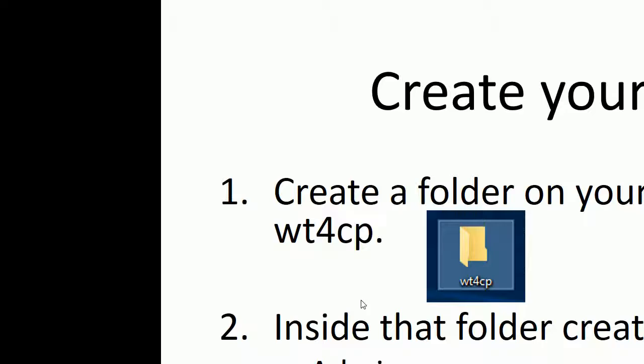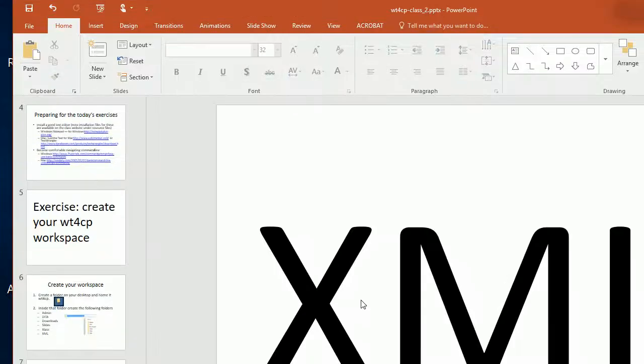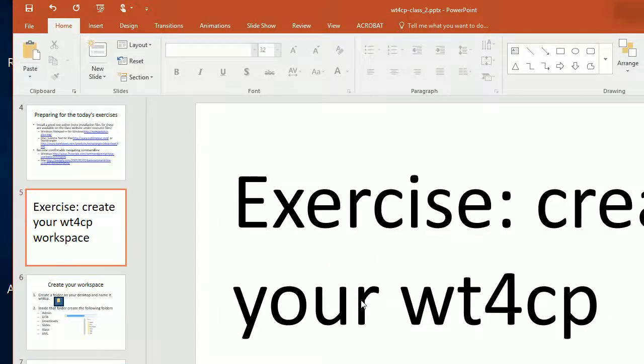Let's start right off the bat with an exercise, creating our Web Tools for Content Providers workspace. The steps that you'll do, and I'm going to demonstrate this in a second, are: you'll create a folder on your desktop and name it WT4CP, and inside that folder, you'll create a bunch of subfolders. Then we'll download everything from the Resources tab of the D2L and put it in the downloads folder. Let's pause there, and I'm going to walk you through that.